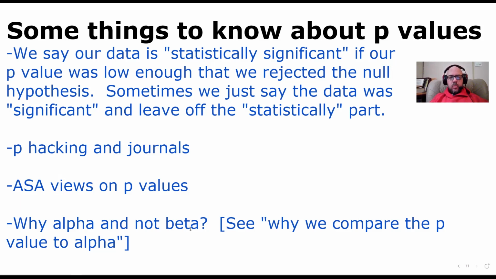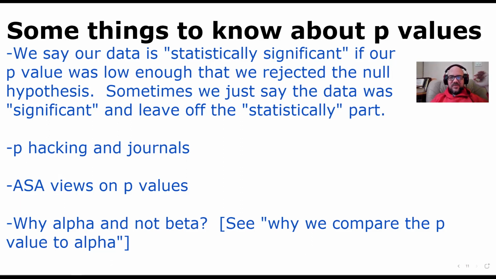And then the last one, why do we compare the p-value to alpha instead of beta? Why is alpha so much more important than beta? Remember, alpha is our significance level, and beta is not used at all. We're just going to throw it in the trash, basically. I'm not going to go into that here because that is a long discussion that involves a fair amount of graphs and some complicated logic, and I feel like there's already enough of that in this video. So I will put that off to the "why we compare the p-value to alpha" video.